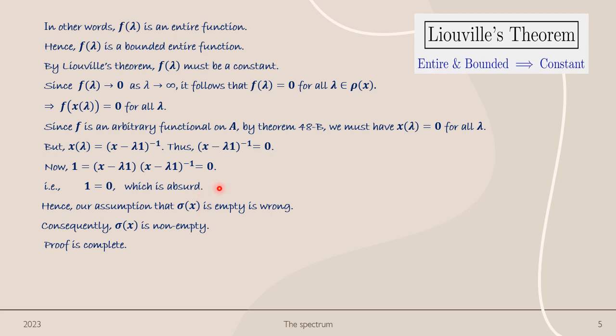How can we have 1 equal to 0? So this contradiction arises only because of our assumption that sigma of x is empty. So our assumption should be wrong. So sigma of x should be non-empty. And the proof is complete with this.